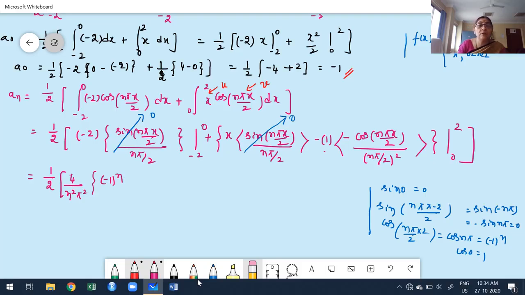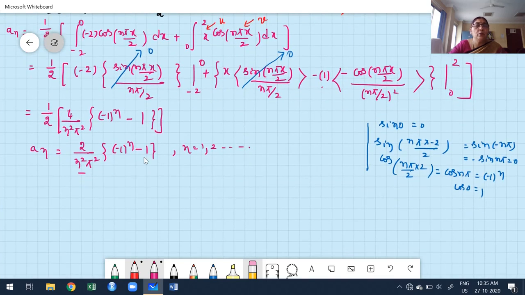Cos n pi is (-1)^n, minus cos 0 is 1. If we want to simplify further, 4 is cancelled with 2, giving 2 by n squared pi squared times ((-1)^n - 1). What is the denominator here? We get n squared, which is 0 only when n is 0, but our summation starts from 1 to infinity. And another point I already explained in my previous video.